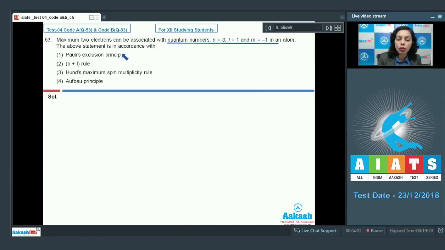And that is Pauli exclusion principle, not this n+L rule that is used for the filling of electrons. Hund's maximum spin multiplicity rule is also used for the pairing of electrons in the orbitals. So this is also not correct. Further, Aufbau principle is also related to the filling of electrons in the orbitals. So this is also not correct. Which statement is correct? Option 1 is the correct principle, and that's why I'm choosing it as the correct option.